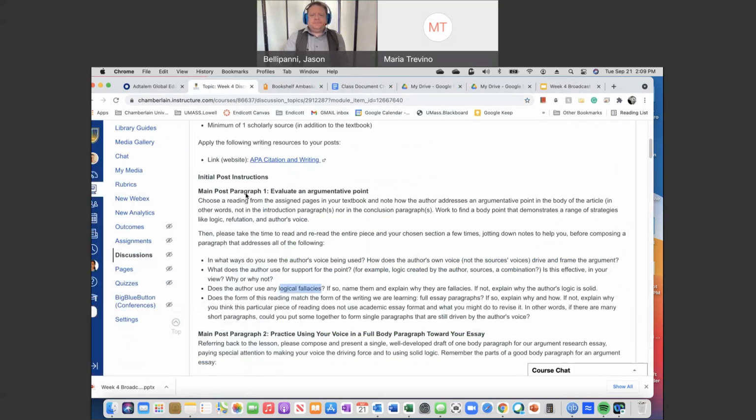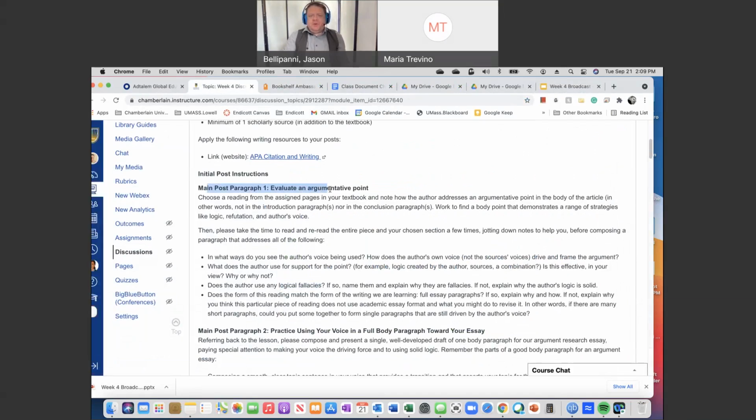Second part. So you've got your first part, where you're picking one article, and then you're looking in the body paragraph to find a place where they show some strategy that they're using to help. Like, are they using logic to persuade? Are they using a counter argument or a refutation where they bring up the other side to persuade? Or are they using their own voice?